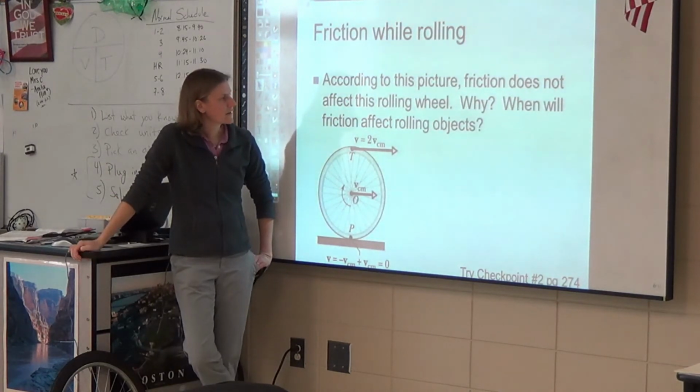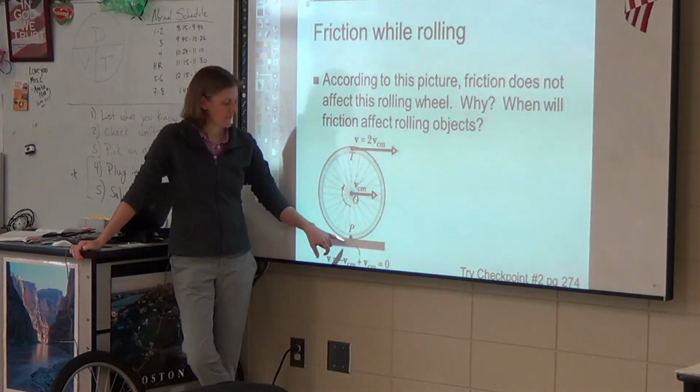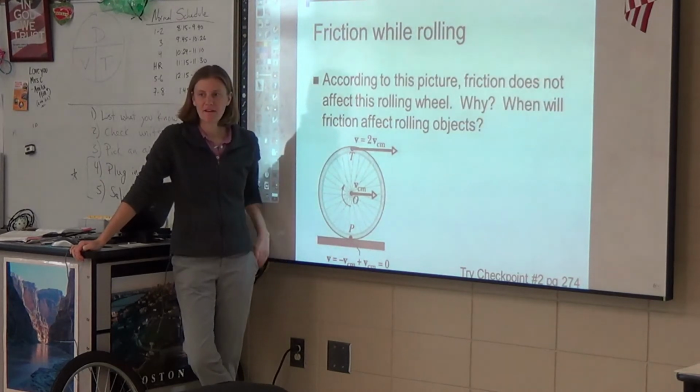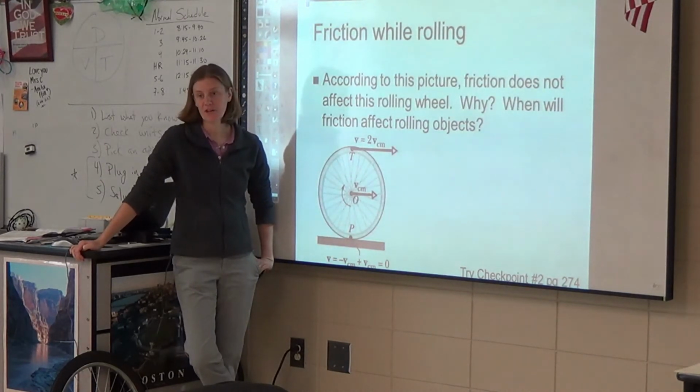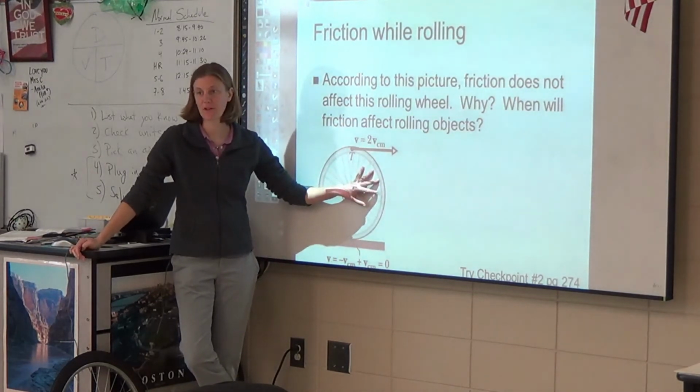I guess I kind of already mentioned this one. Friction while rolling. According to this picture, friction does not affect this rolling wheel. Why? Because it wouldn't slow it down. Friction would be going that way. Didn't you say it wasn't moving at all? Right. Friction opposes motion, which to have this scenario in real life would be fairly unrealistic.